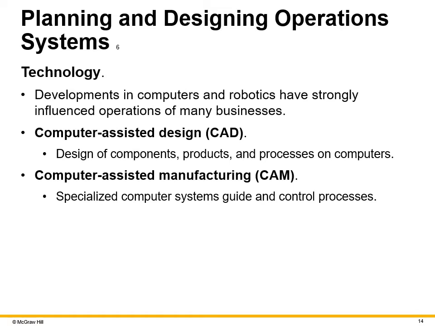Every industry has a basic underlying technology that dictates the nature of its transformation process. Additionally, computers and robots have strongly influenced the operations of many businesses. Computer-aided design is the design of components, products, or processes on computers instead of paper. Computer-assisted manufacturing is the use of computers in manufacturing to guide and control the transformation process. Computers are also used to monitor and control the transformation process.